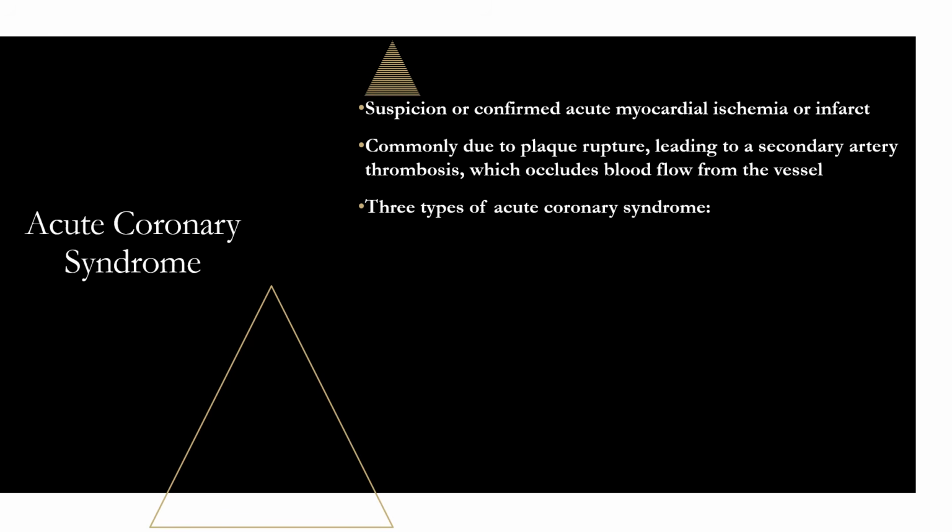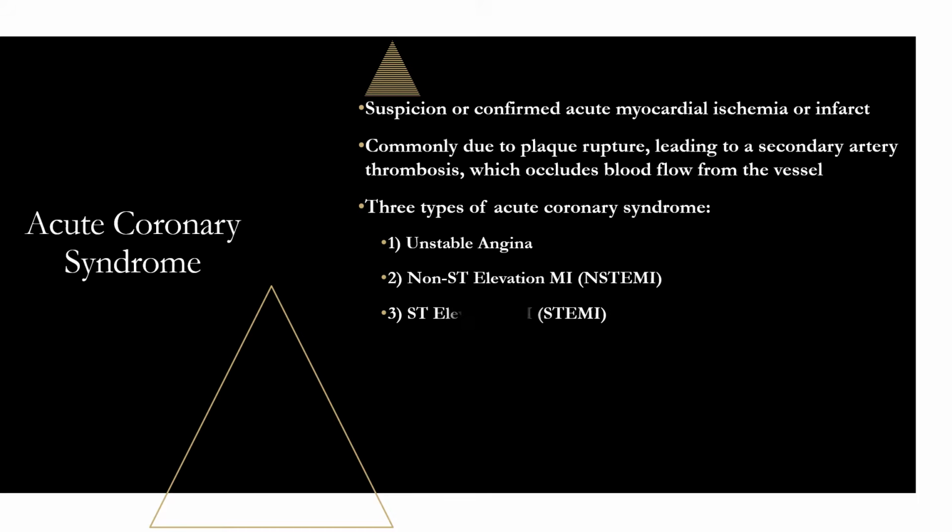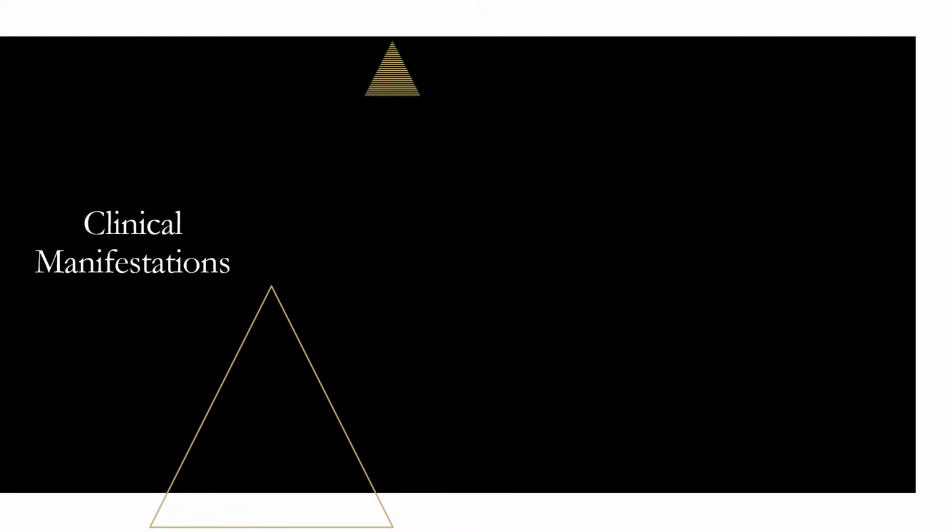So there's three types of acute coronary syndrome that you need to be aware of. The three types are unstable angina, NSTEMI, which is non-ST elevation MI, and then ST elevation MI, which is a STEMI. And I'll go over those in more detail in a few minutes. So let's first go over the clinical manifestations. Most of these you're going to be pretty familiar with. They're not going to be anything new to you, but there are a few things that I want to make sure that you are aware of and that you're comfortable with.